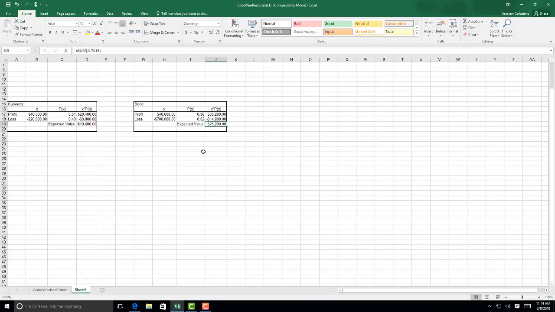So if we look at these two options between currencies and bonds, if the bank would take a risk on currencies, their expected profit would be $10,600. With the bond, by going through the same process, we find that their expected value is $25,200. Then the wise choice would be to purchase the bond, simply basing it off of the expected values, or the average amount of profit. Whichever one's greater is the one we want to take.